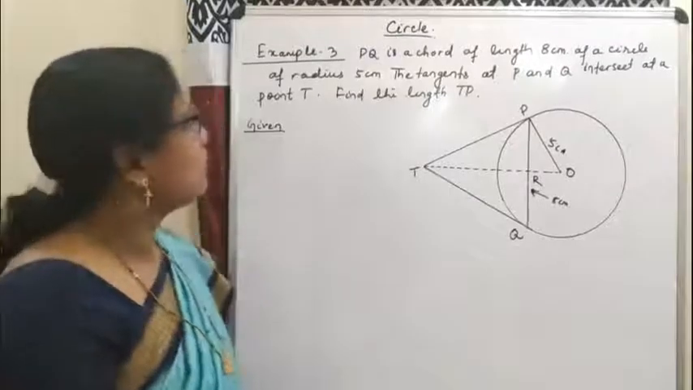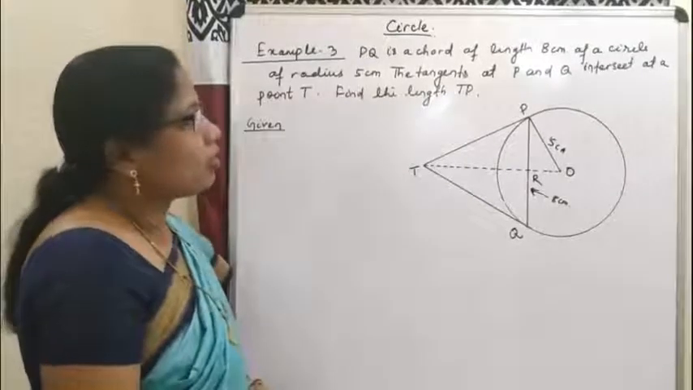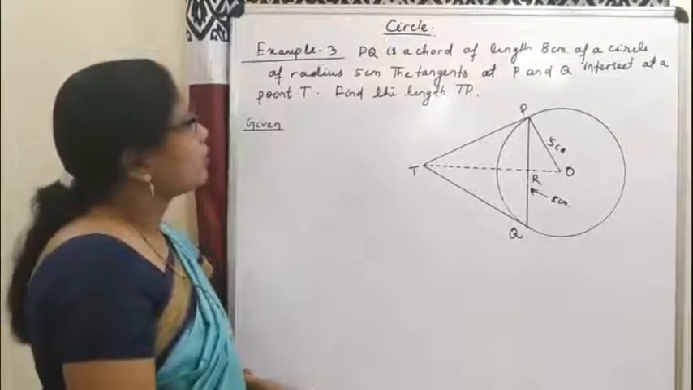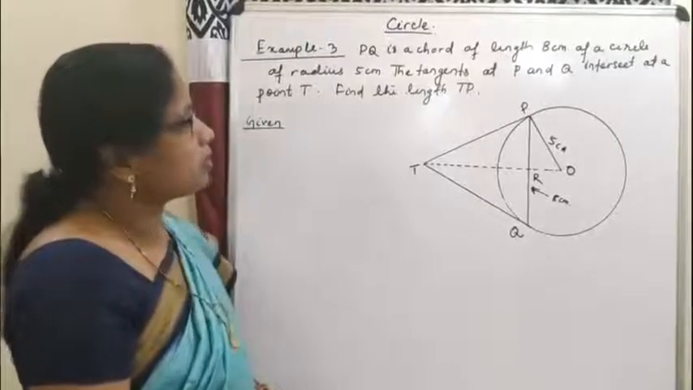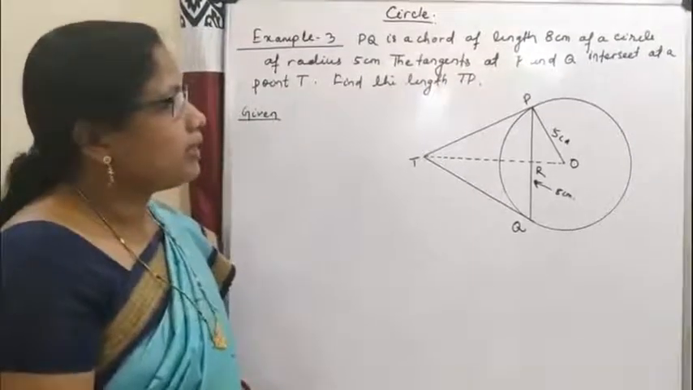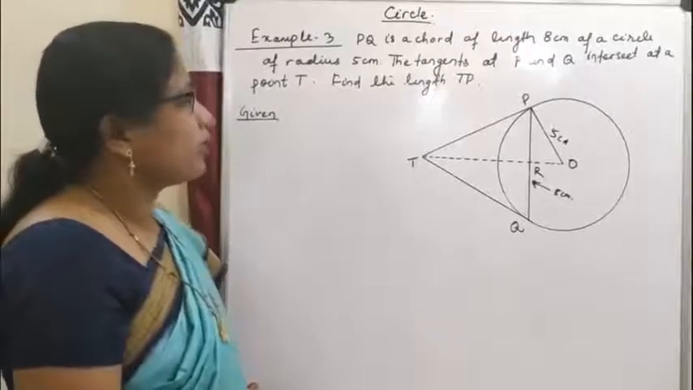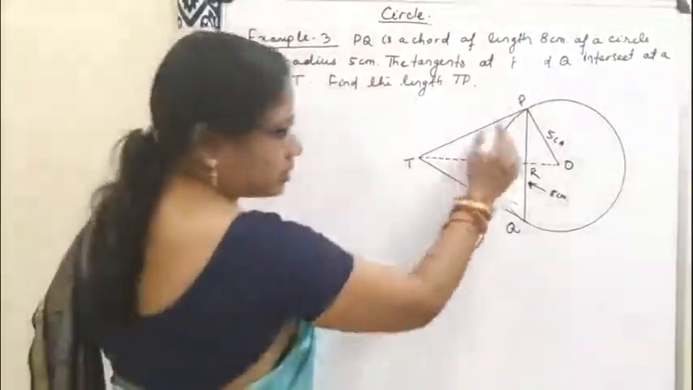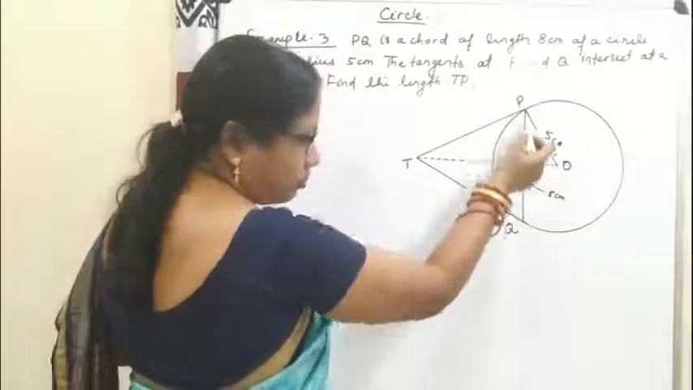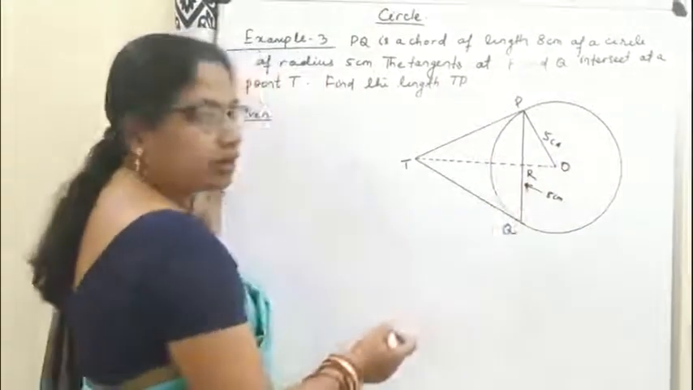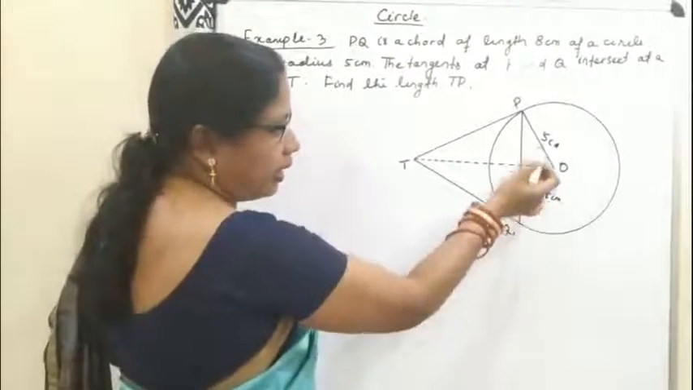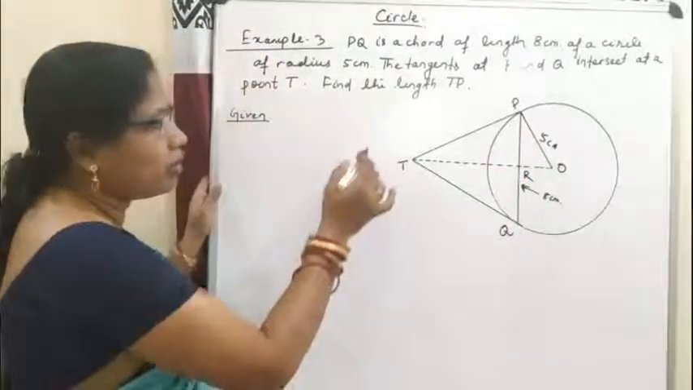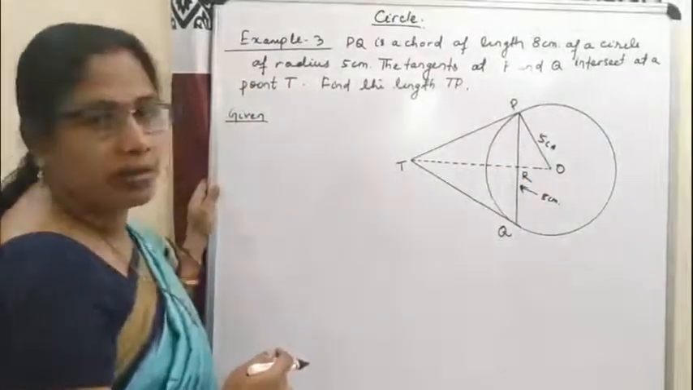Next example, PQ is a chord of length 8 cm of a circle of radius 5 cm. Two tangents at P and Q intersect at point T. Find the length TP. So here this is a circle having center O. PQ is a chord having length 8 cm and radius is 5 cm. We have to find the length of TP.